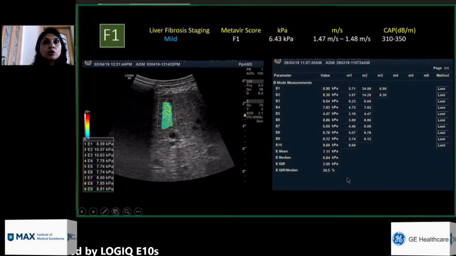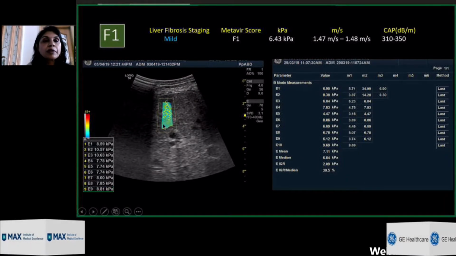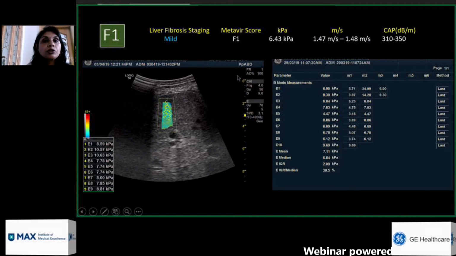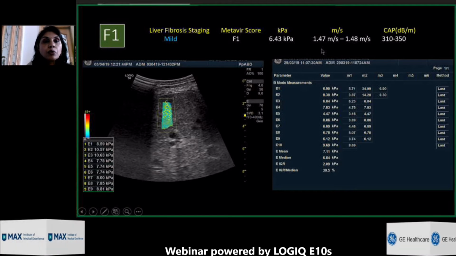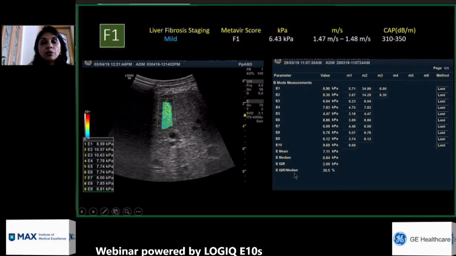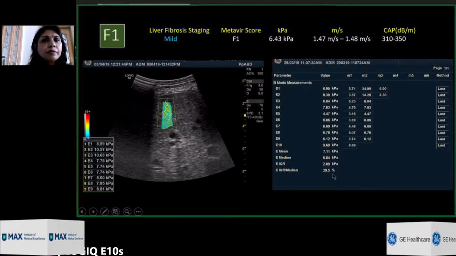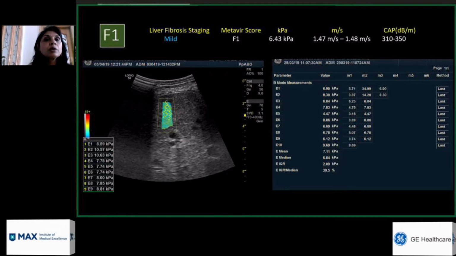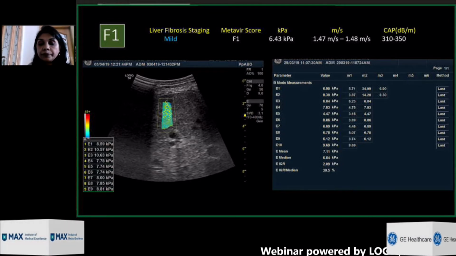F1 stage in a patient with mild to moderate fibrosis, you can see the elastic box, which is showing hues of nice, beautiful green, and a Young's modulus of 6.43 kPa, velocity of 1.47. And you can see here that the IQR median ratio was 30.5, which is robust enough to say that we have an accurate data collection and there was not a significant variability here.